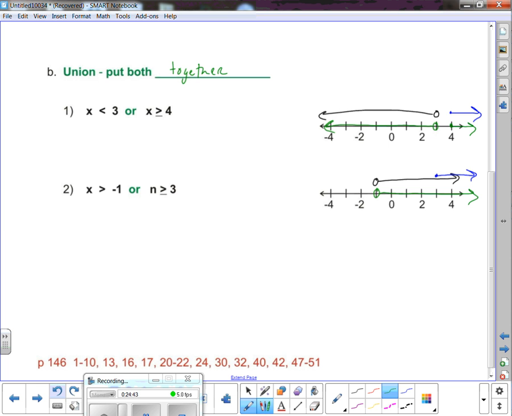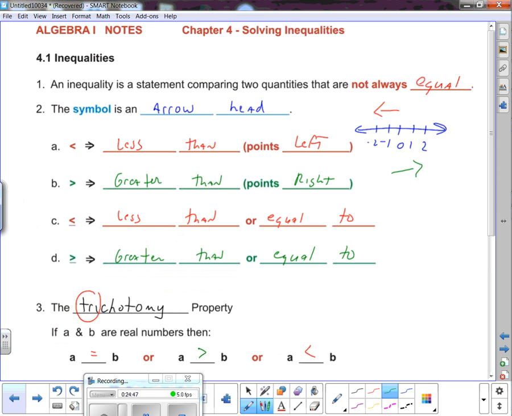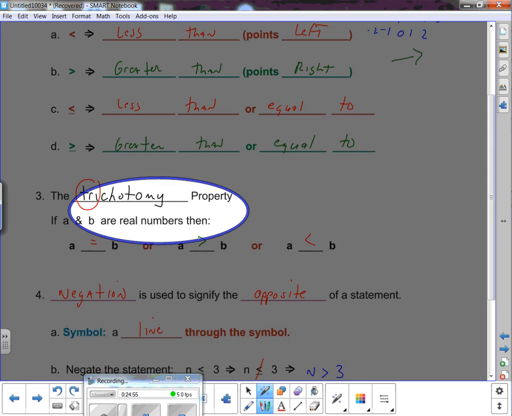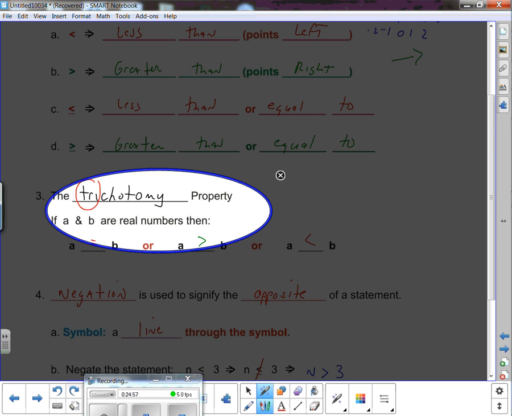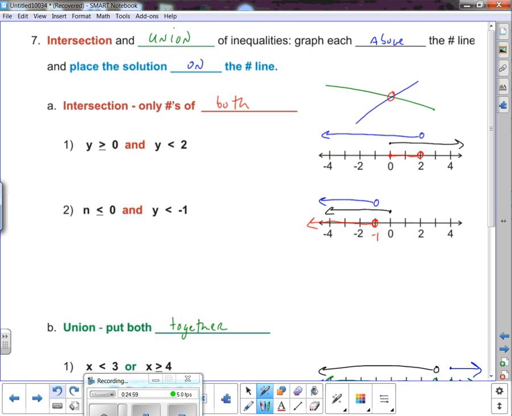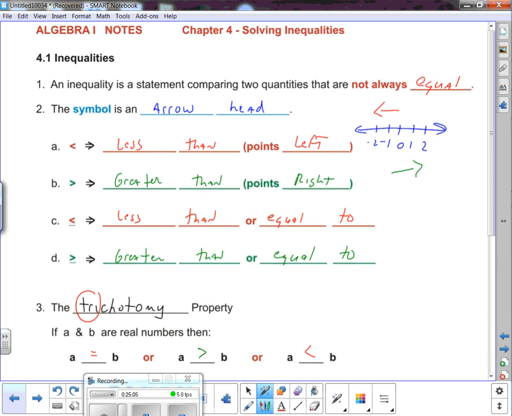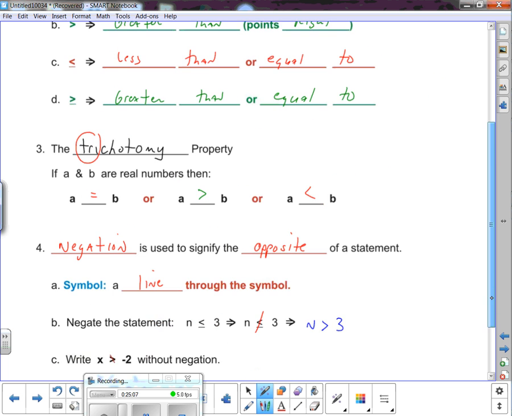We're going to deal with that a whole lot more when we get to a chapter on conjunctions and disjunctions. Okay, so remember, know your symbols. Look, it's an arrowhead. Don't get hung up on trichotomy. Trichotomy is not that hard. There's three possibilities. They're either equal to, greater than, or less than.